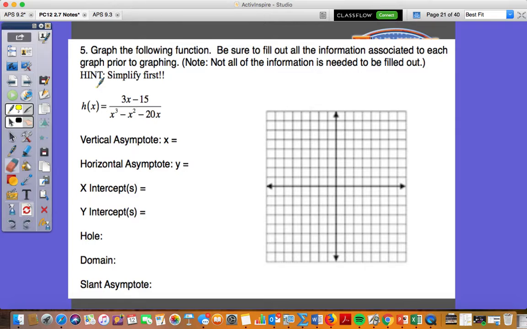Yes, sir. After it cancels out, you're exactly right. So when it simplifies, you're going to plug in to the new one, not the old one. We also figure everything else out based on the new equation. Everything is off the new one, other than the hole.